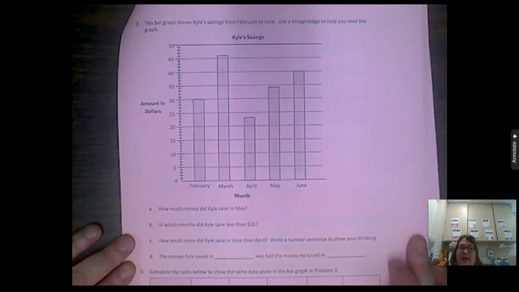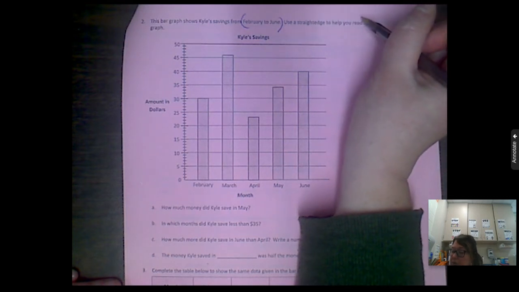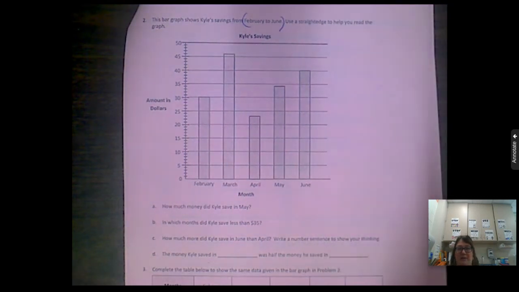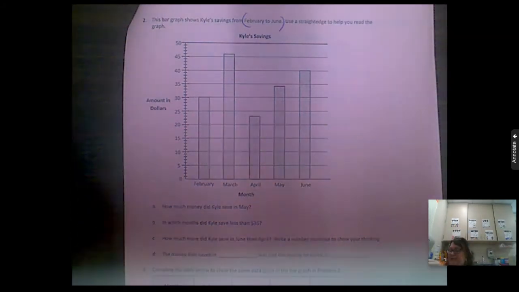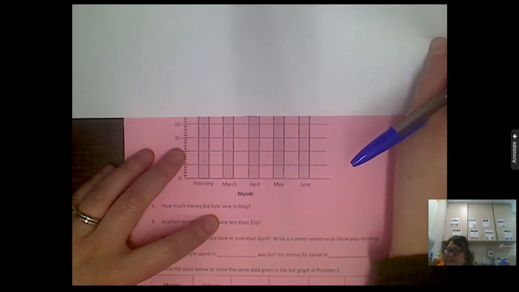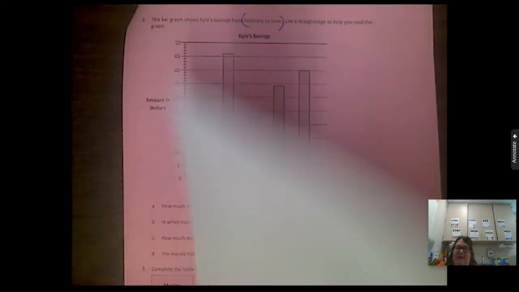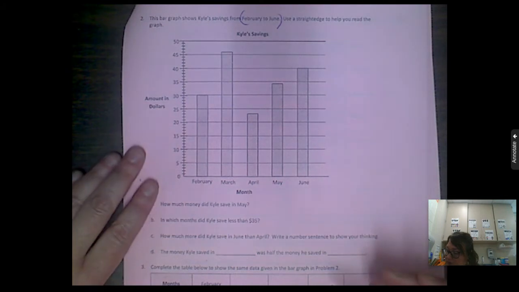All righty. On the back, it says this bar graph shows Kyle's savings from February to June. His savings from February to June. Use a straight edge to help you read your graph. So that just means, remember on the other one where I used a piece of paper to kind of help. So you could grab just any piece of paper that you have to kind of help use as a straight edge. Okay. Or if you have a ruler, that definitely works too.